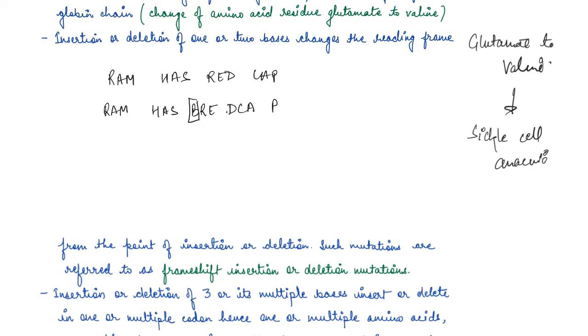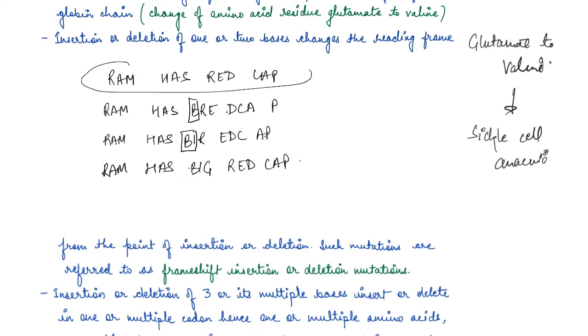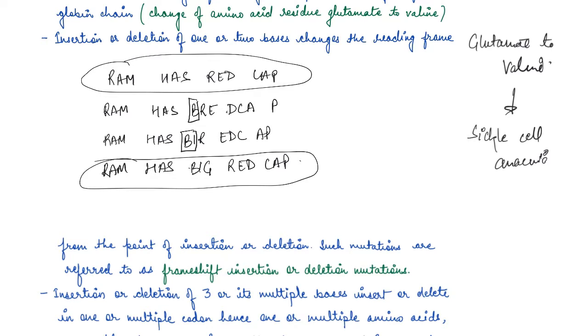Now say if we insert two letters, it would be Ram has BIREDCAP. Now basically I'm inserting two letters. Now say I insert three letters: Ram has BIGREDCAP. Right? Now, basically, if we read these two statements, it's changed, right? Its meaning has changed. Here, Ram has a red cap. Here, he has a big red cap. The same thing happens in mutation when you have insertion.